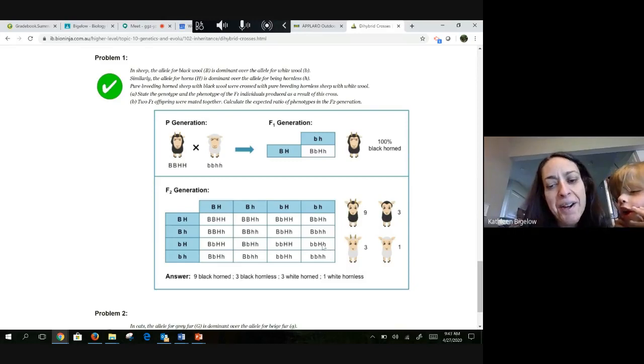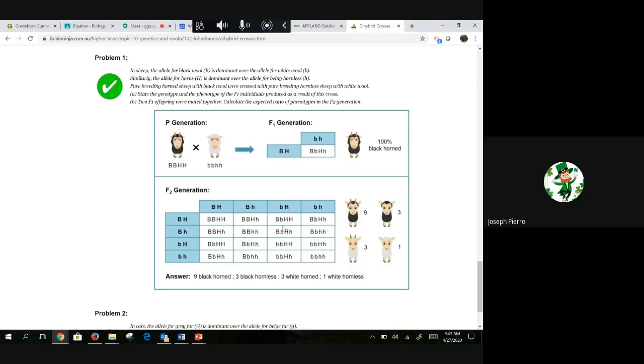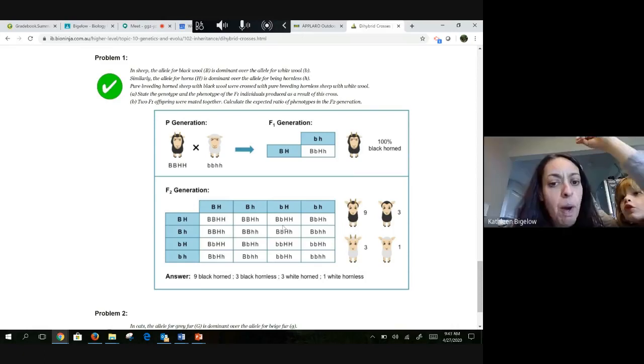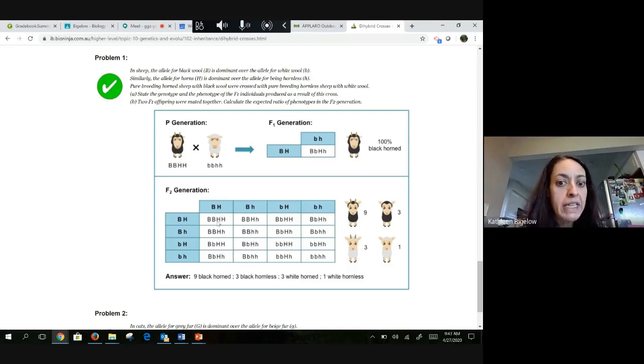So then how do you find the ratios? Like, why is it 9? Okay, well, let's count. We're looking for black horned. So 1, 2, 3, 4, 5, 6, 7, 8, 9. So it doesn't have to be homozygous. It can be heterozygous too. So there's 9. Your black hornless is 1, 2, 3.